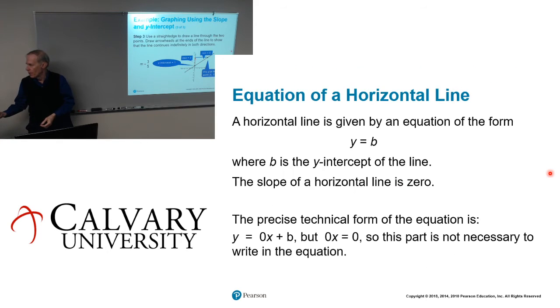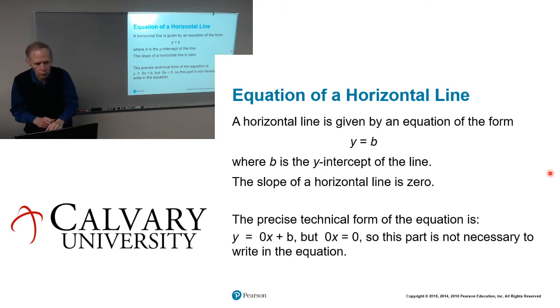All right, then we need to look at 2 special cases, and one of them is the horizontal line. So notice a horizontal line is only in this form right here, where b is the y-intercept. So the slope of a horizontal line is 0, which means even though this is the simplest form of the equation, you could technically put down y equals 0x plus b, but of course since 0 times x is 0, that part is not necessary.